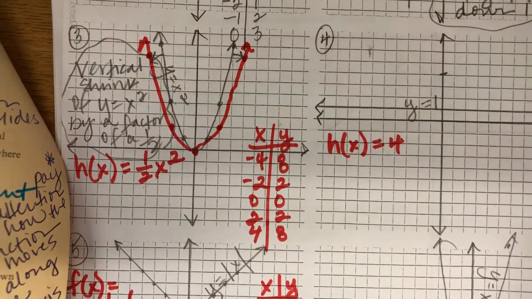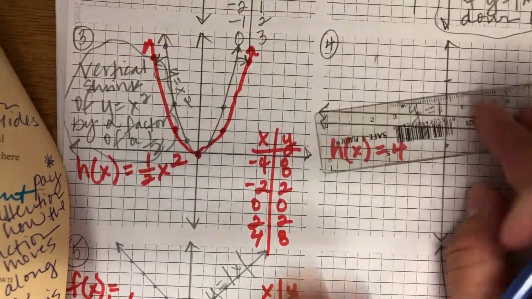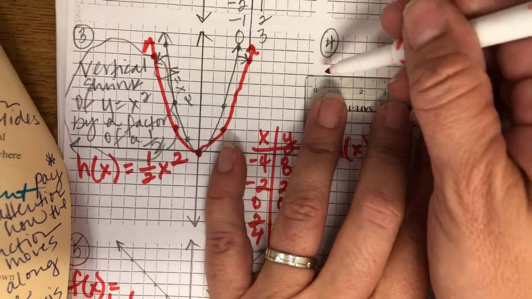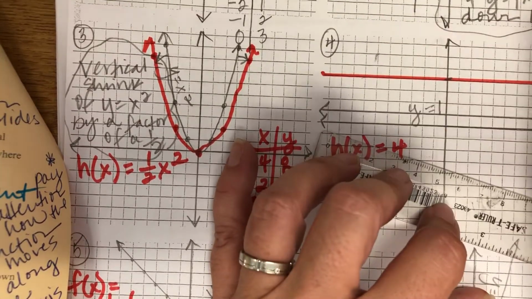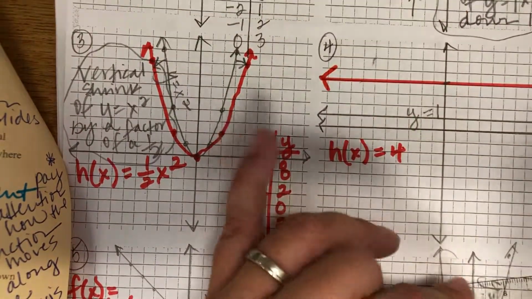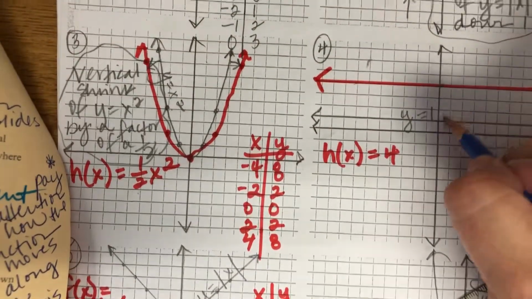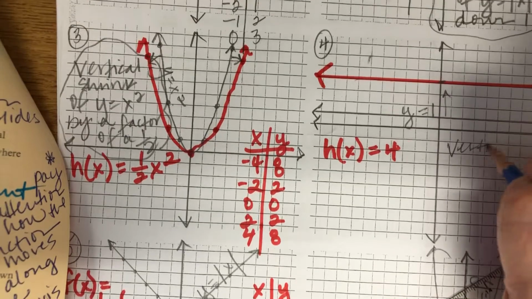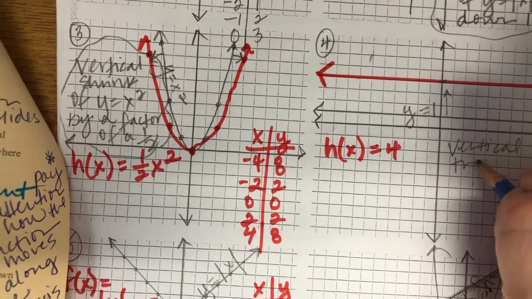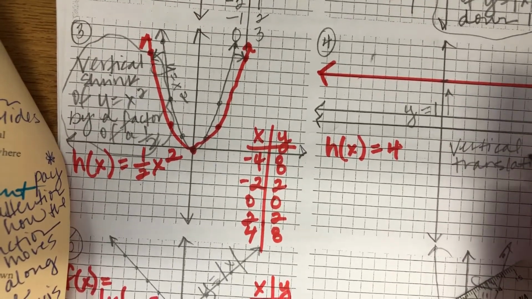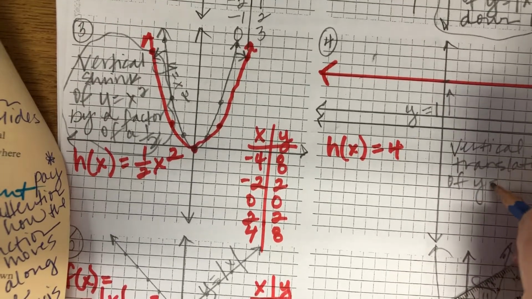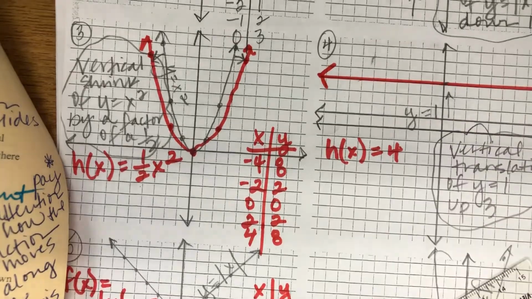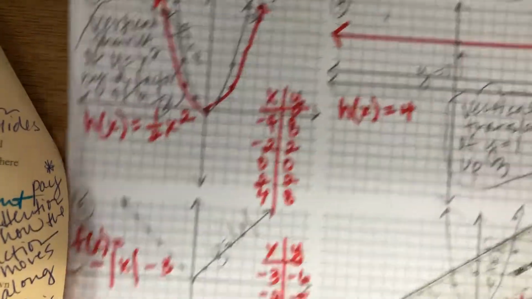Number 4, this is our constant function y equals 1 that I'm comparing to. And this is h of x equals 4. And so this guy is just a vertical translation of the parent up 3. Vertical translation of the parent of y equals 1 up 3. Descriptions are significant. Moving on.